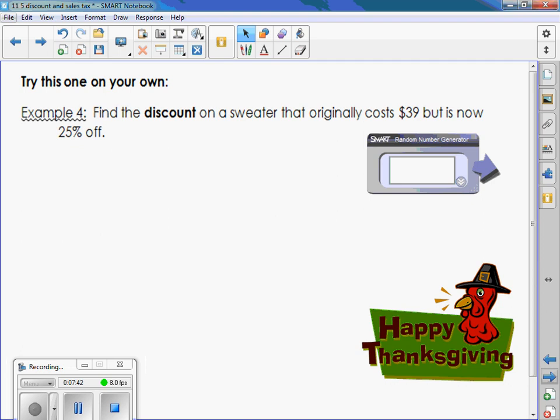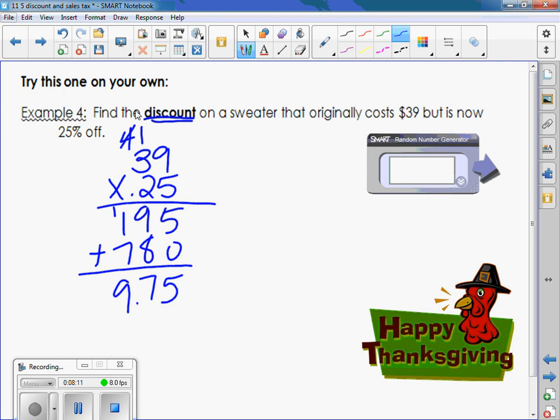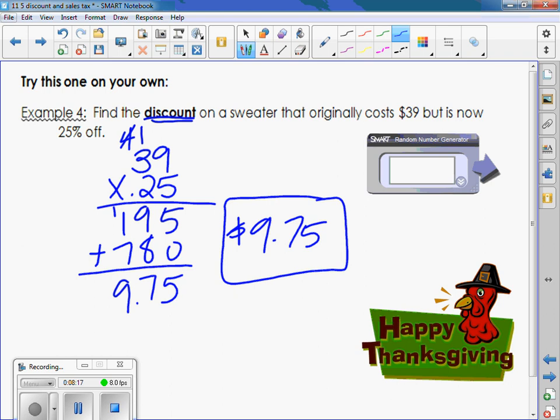Okay, let's look at example number 4. We have to find the discount on a sweater that originally cost $39 but is on sale for 25% off. So on this one you're asked to find the discount. So we want to use method 1. We want to find out what 25% of $39 is. To do that we would multiply. All right. So our discount is $9.75, and we don't need to subtract that from the original price because it doesn't want us to find the sale price. It just wants us to find out what the discount is.